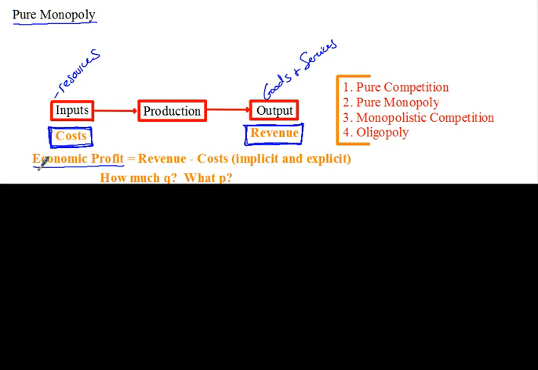Technically here, it's the economic profit, since as economists, when we think about costs, we're thinking about both implicit and explicit costs. And if you're not sure what that means, you can go watch another one of my videos on that.